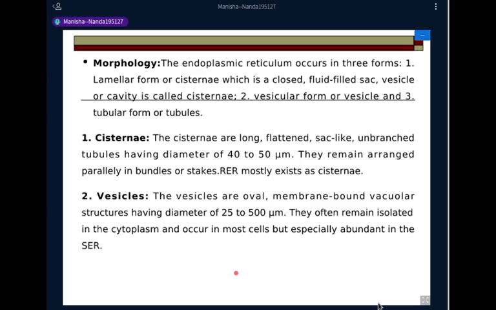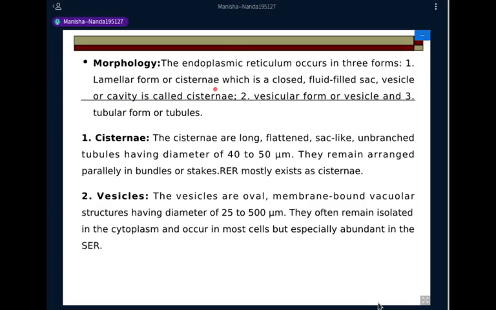Then we must talk of the morphology of the endoplasmic reticulum. Now, if you take a look at its morphological features, you'll see that it occurs in three forms, right? You can see three distinct forms in the endoplasmic reticulum.